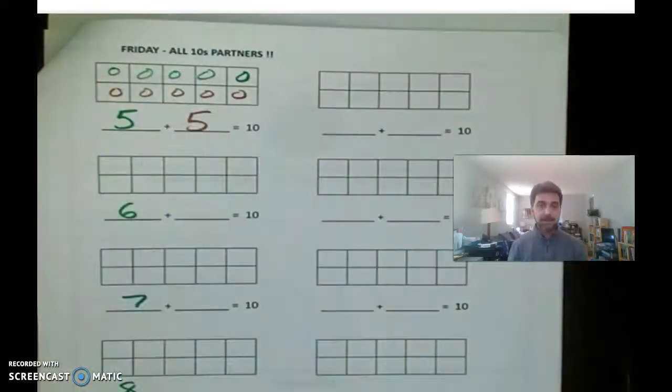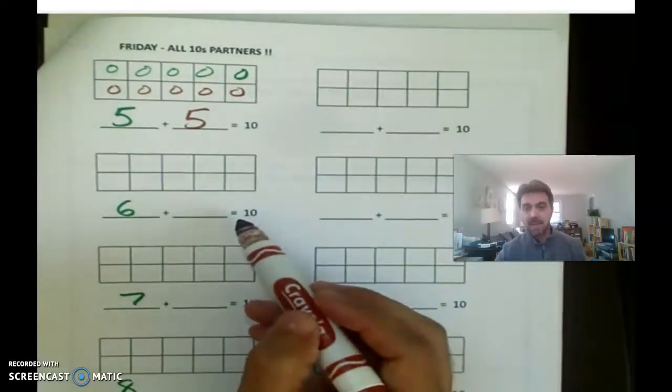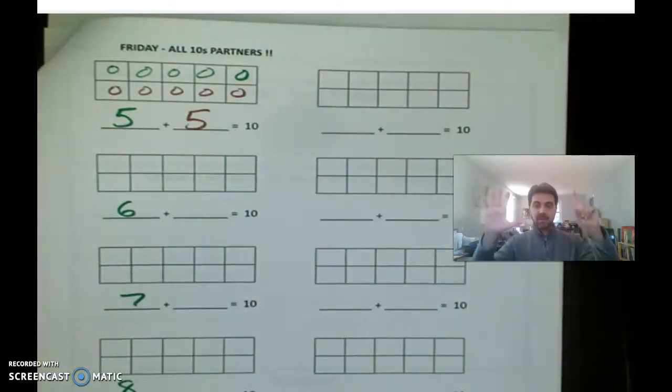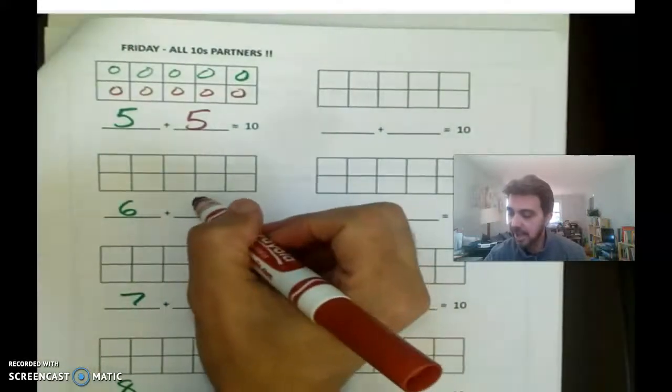So for today, we want to get all of our tens partners down, and I want you to draw in the circles, okay? All right, so 6 plus what equals 10? 6 plus what equals 10? Show me fingers. 6 plus how many more? So it's 6. I'm going to do 6 plus 4 more, right? You can see that, right? 6 plus 4. Okay? You can always use your fingers if you forget.